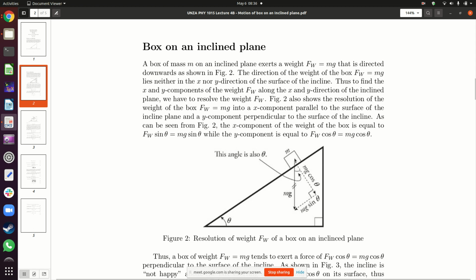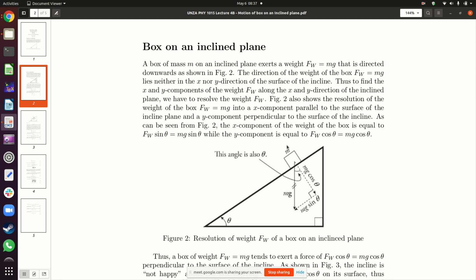The other thing which happens is this mg cos theta. This mg cos theta is the component of the weight which is exerted directly on the incline, at 90 degrees to the incline, like this. The incline is not going to be happy about this. So the incline is going to react and push back with an equal but opposite force. That is what we call the normal force.